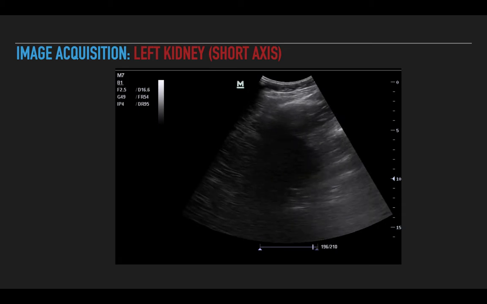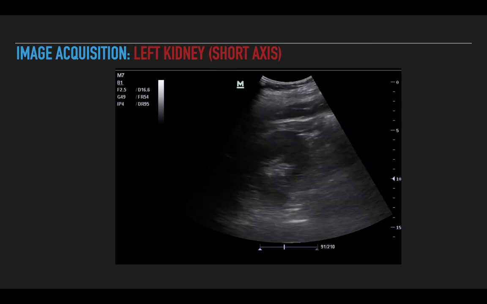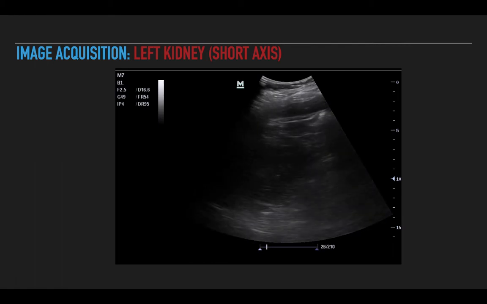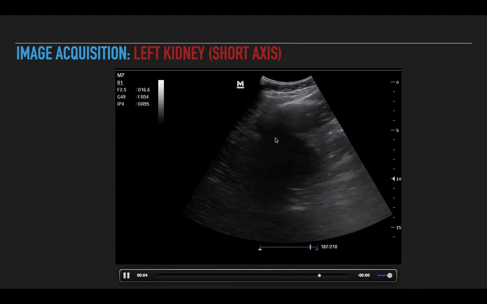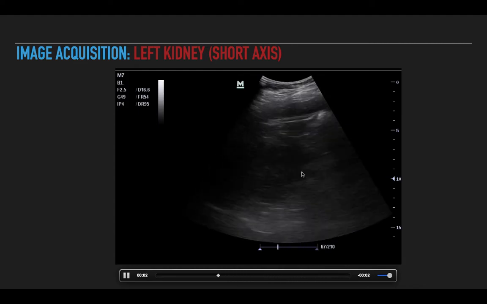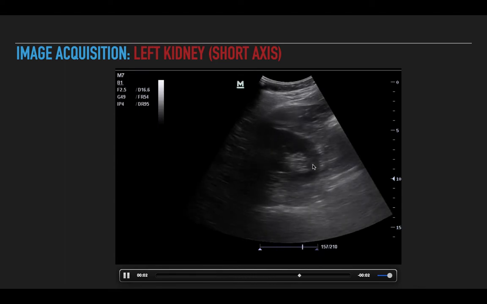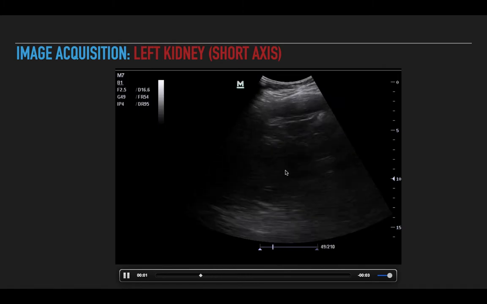When you turn the indicator to face the left side of the patient, you'll be able to visualize once again your kidney in short axis. This is a view where we're going from the superior to the inferior aspect of the kidney. And you can see the hilum here as well as the cortex of the kidney.